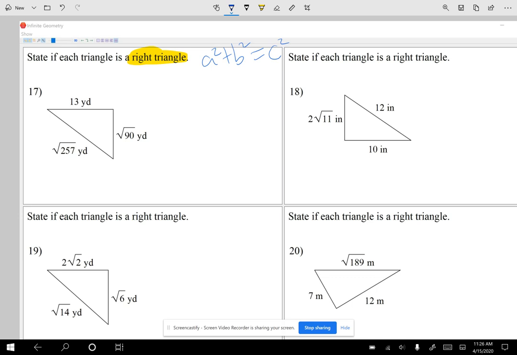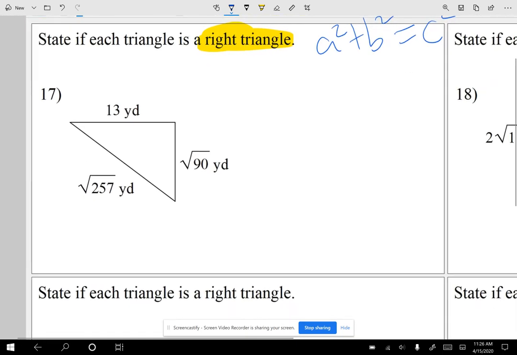All right. Since I'm dealing with the squares, a squared, b squared, c squared, what I'm going to do is square each of the three sides of the triangle. 13 squared, 13 times 13, that's 169. The square root of 90 squared, that's 90. Square root of 257 squared, 257. When you square a square root, you just get the number on the inside. From these three, the biggest number is 257, so that's my c squared.